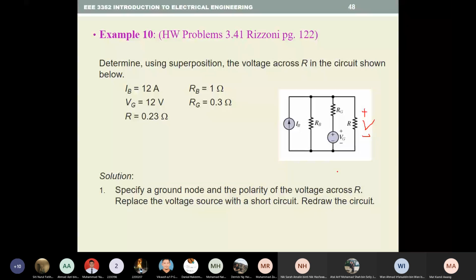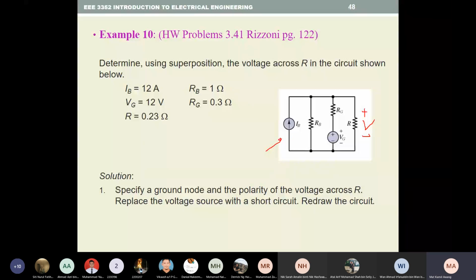Let's say you start with the current source first. You specify the ground node and the polarity of the voltage across R. So I have drawn that there first. Replace the voltage source with a short circuit, because you want to do the analysis using the current source first.